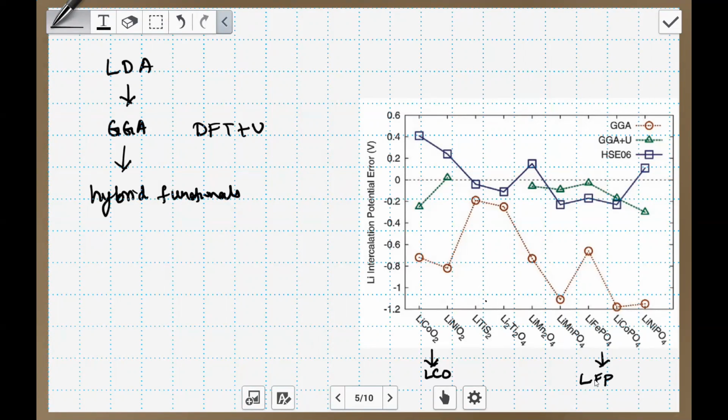Okay, so as you can see, there is a lot of variation, a variation of 1.2. In this, red is GGA plus U, or DFT plus U, or LDA plus U. I will talk about what this U is. It's called a Hubbard parameter. We will talk about this in a later lecture.